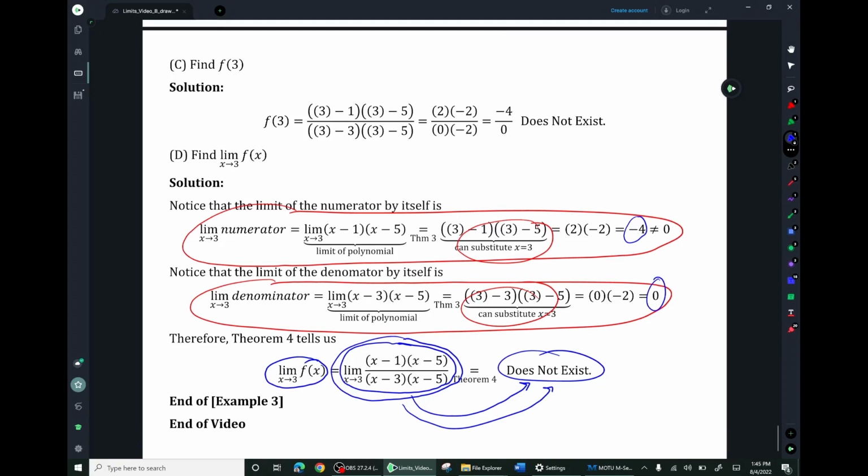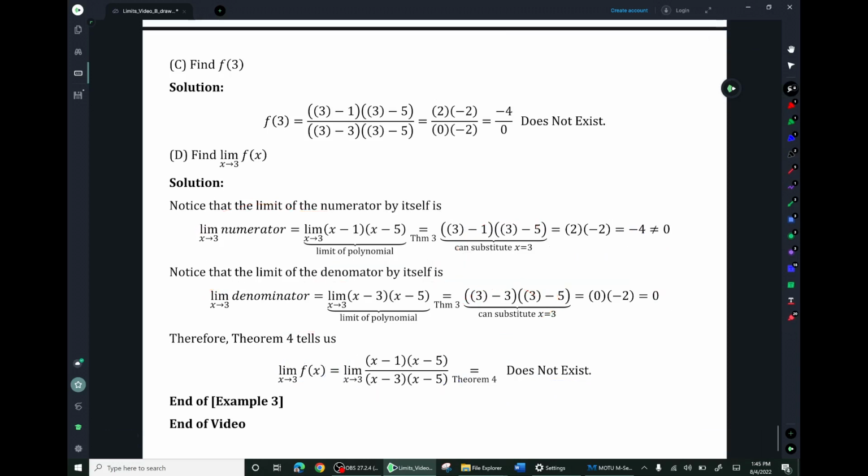So the limit rules, the properties of limits, allow you to plug in x values only in situations where you're actually going to get a number that's the limit. This will come up more in coming videos. Well, that's the end of that example.